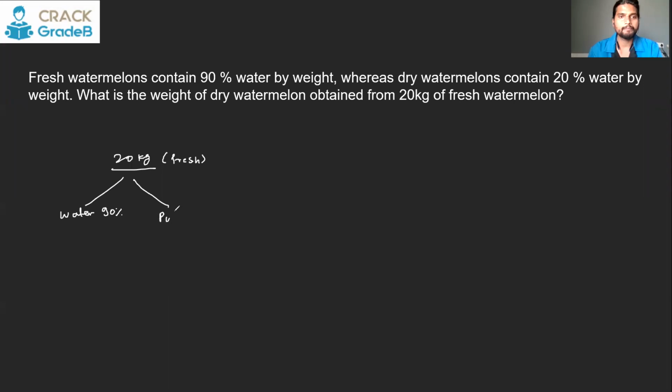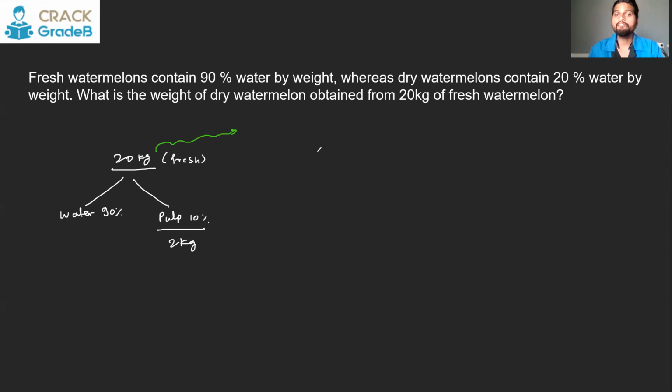We call it pulp. So pulp will be 10%. If I ask you what is the amount of pulp in this, 10% of 20 means 2 kg. 2 kg is going to be the pulp. Now what happens is, due to dehydration, some of the water evaporates.